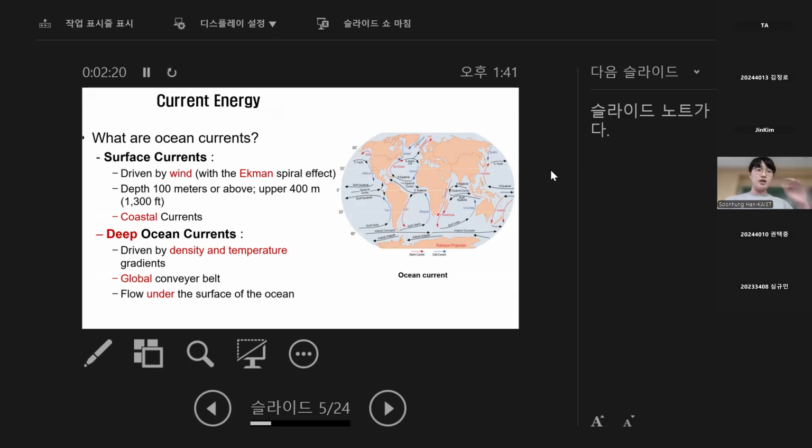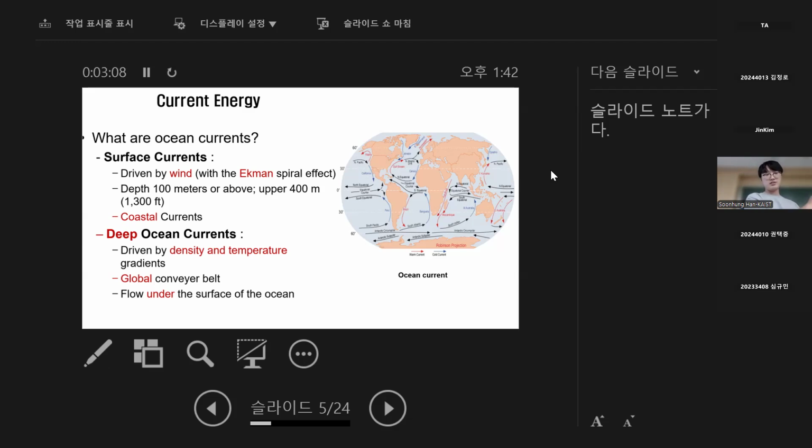What is an ocean current? There are two types of ocean currents. The first is surface current, and the second is deep ocean current. Surface current is driven by the wind, as you know. The wind makes the surface of the ocean flow, and the water drags the lower water along. The wind affects the upper 400 meters in depth, and it is mainly effective at about 100 meters depth.